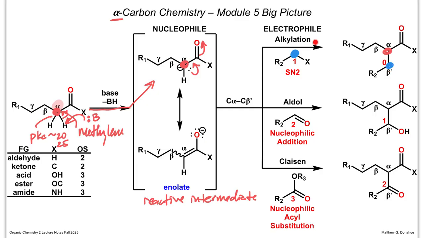What differentiates the classes is the oxidation state of the electrophile you start with, and then what you end up with at that beta prime. It's always a reduction that's happening. So whatever oxidation state the electrophile is, in the product, it goes down by 1. So when I look at that, there's no heteroatoms, it's 0. I can tell that it came from an alkylation.